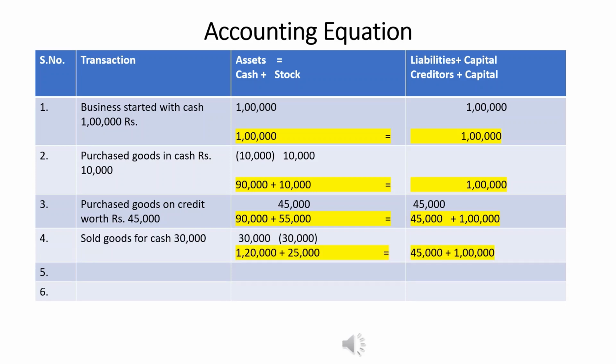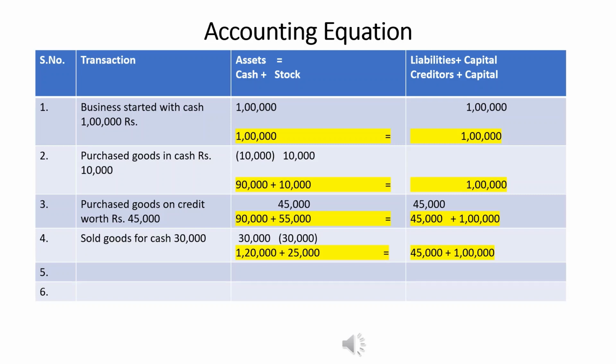In the fourth transaction we are selling some goods for cash that is worth rupees 30,000. So जब हमने goods को sell किया and we are getting cash in return, that means our cash balance is increasing by 30,000 here. फोर्थ ट्रांजैक्शन से पहले हमारे पास 90,000 कैश था, अभी उसमें 30,000 कैश और आ गया है. नाउ न्यू कैश बैलेंस इज 1,20,000 आफ्टर द फोर्थ ट्रांजैक्शन.